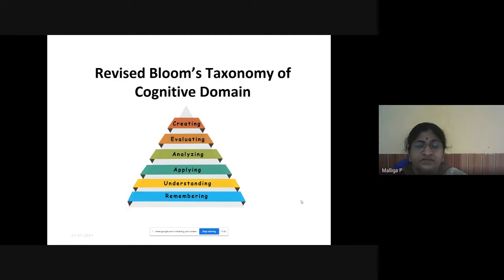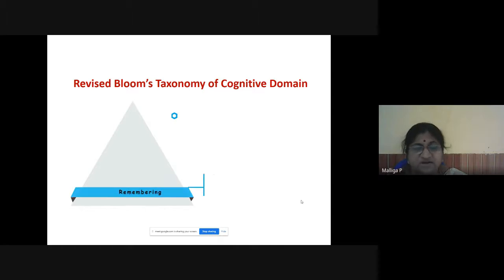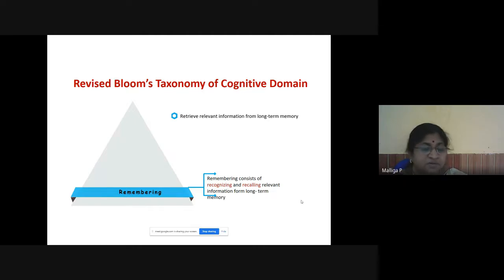So if you look into this taxonomy, the lowest level is remember. Then you have understand, apply, analyze, evaluate, and create. What is it? You might know, it's just a fast recall. If you have any doubts in this, you can ask me. The lowermost is the remember level, that is, remembering consists of recognizing and recalling relevant information from long-term memory.